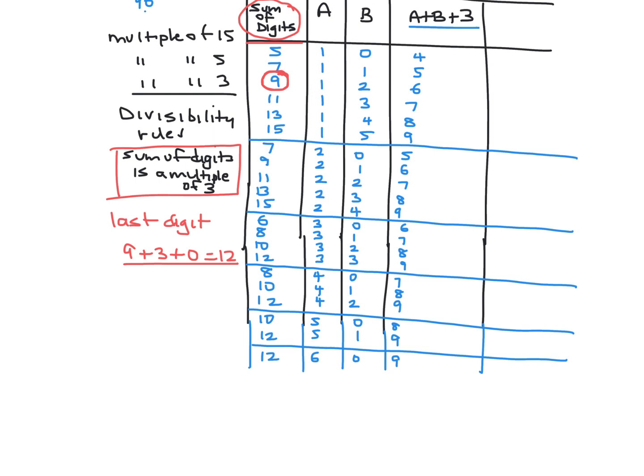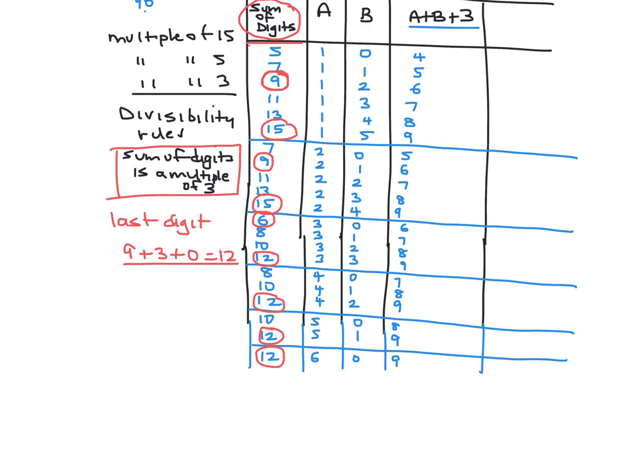So I already circled the 9, I believe the 15, that's already a multiple of 3. Let's see here, this 9, this 15, this 6, this 12, this 12, this 12, and this 12. So how many are that? 1, 2, 3, 4, 5, 6, 7, 8, 9. So those 9.